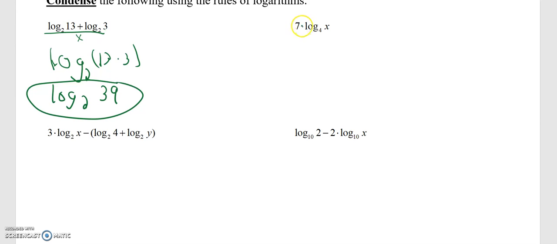Now this problem over here has a 7 out in front, so we're going to make that 7 and we're going to move it back behind. So previously we would take that 7 and move it out in front if it was an exponent. Now we're putting it back as the exponent.